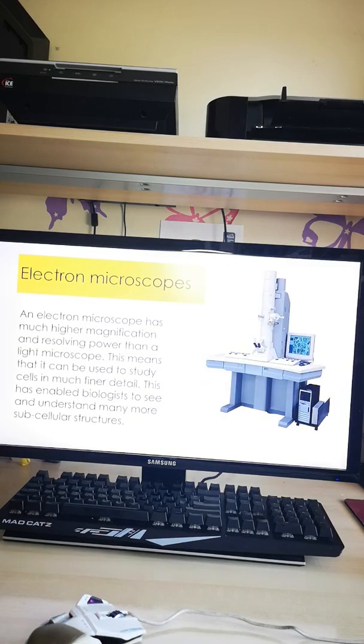So a bit of a reminder then, our electron microscope has much higher magnification and resolving power than the light microscope. That was because the beam of electrons that's used by this microscope to create images of the insides of cells has a much shorter wavelength. This means you can study inside of cells in much finer detail, and this has enabled biologists to see and understand many more of these subcellular structures.